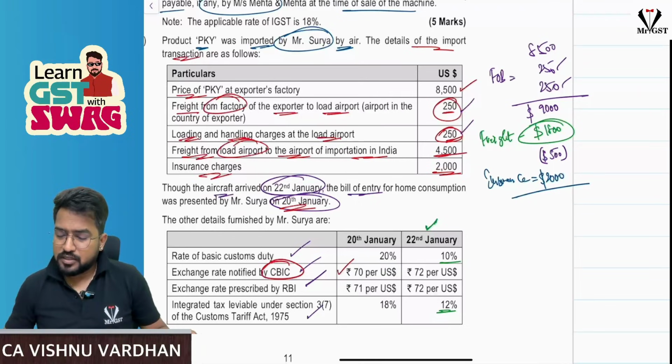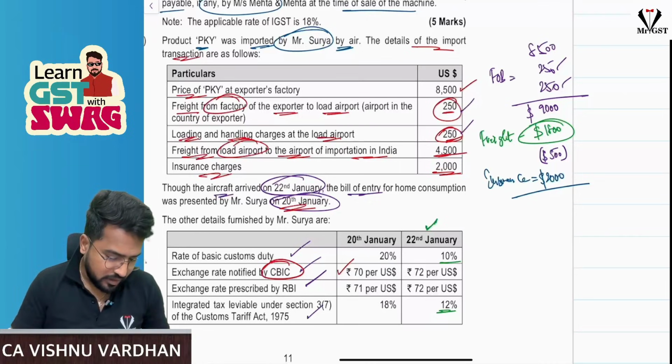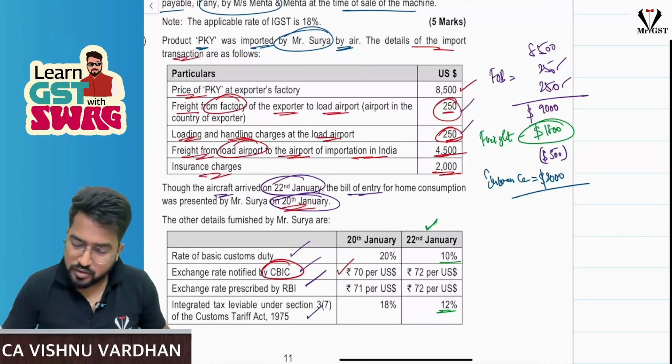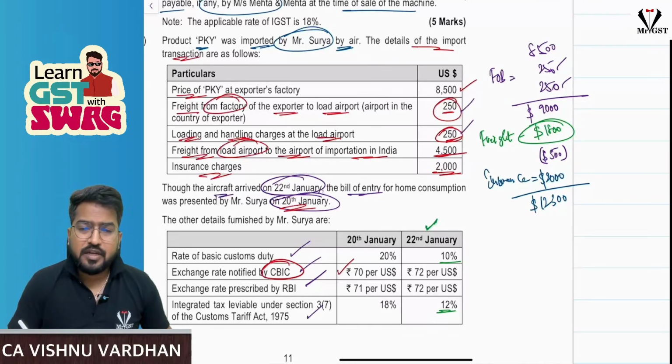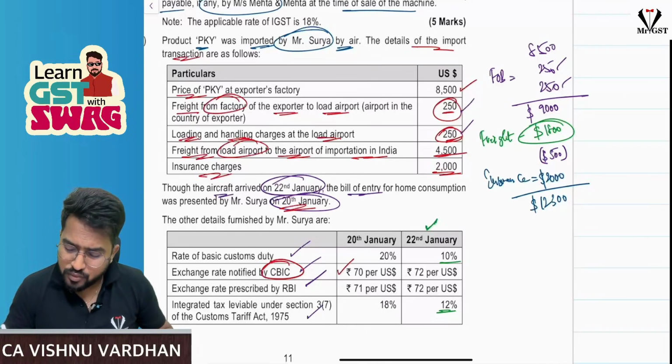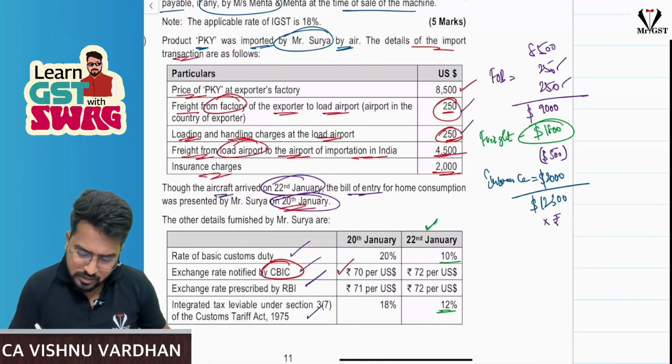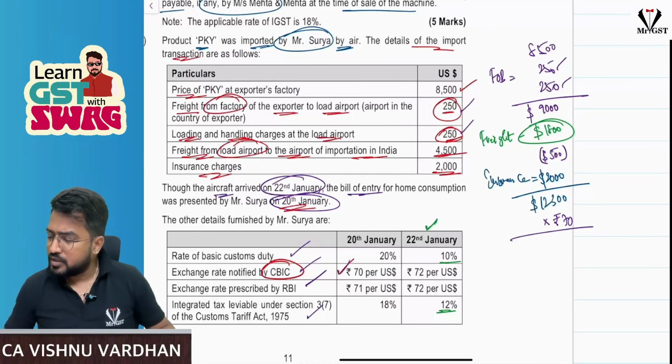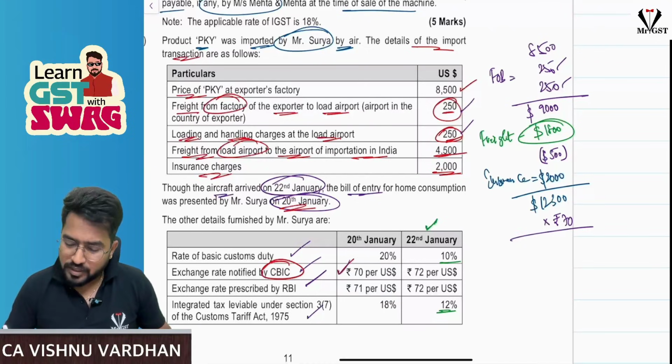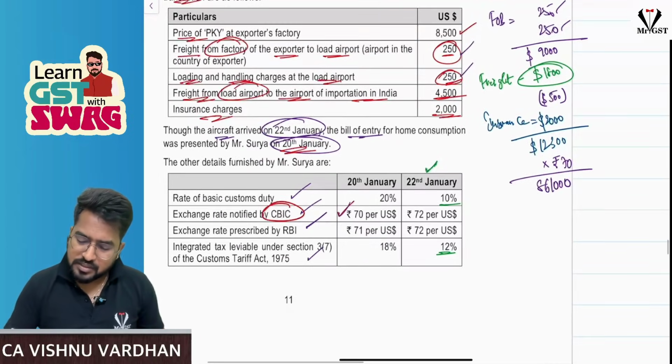Okay. So total how many dollars? 9,000 plus 1,800 plus 2,000 minus 500. So $12,300. 12,300 US dollars. Now for 12,300 US dollars, what is the conversion rate into rupees? 70. We have already decided 70. So 8,61,000. And on that we will charge basic customs duty of 10%, correct? That is the rate we have seen.